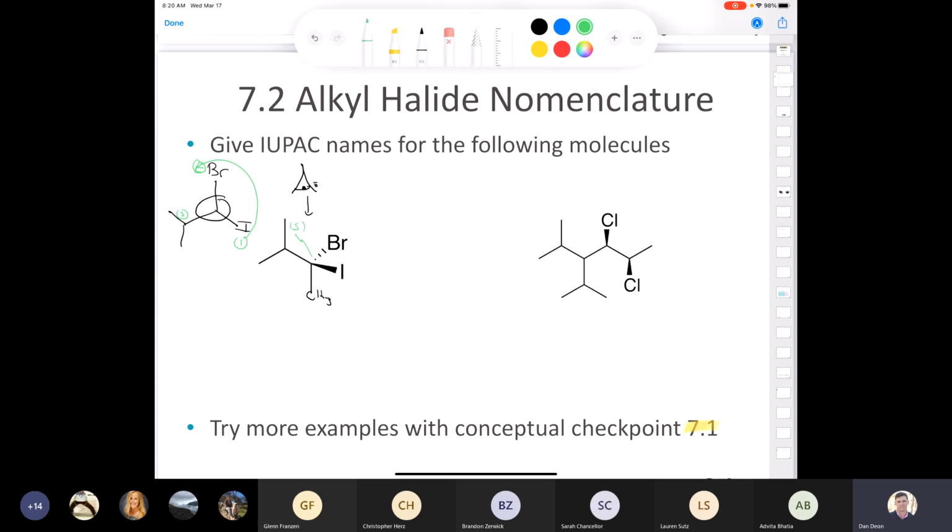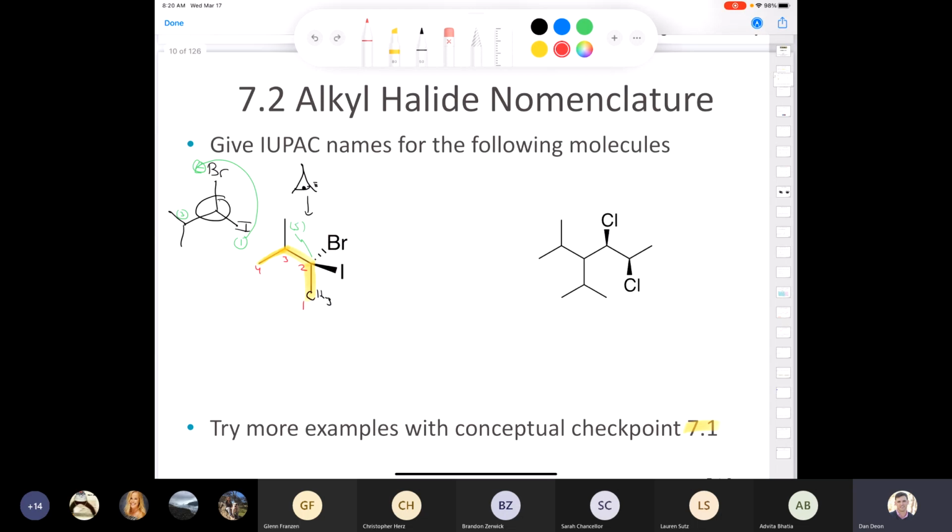All right, how do we name the rest of the molecule? We find the longest carbon chain, which happens to be 1, 2, 3, 4, like this. We're going to number it starting on this methyl down here, 1, 2, 3, 4. The reason why is because then we have a 2, 2, and a 3.